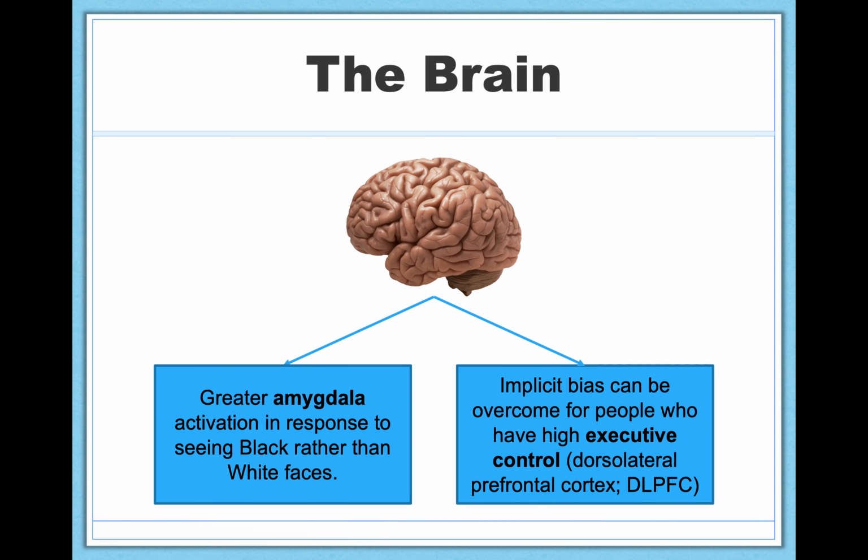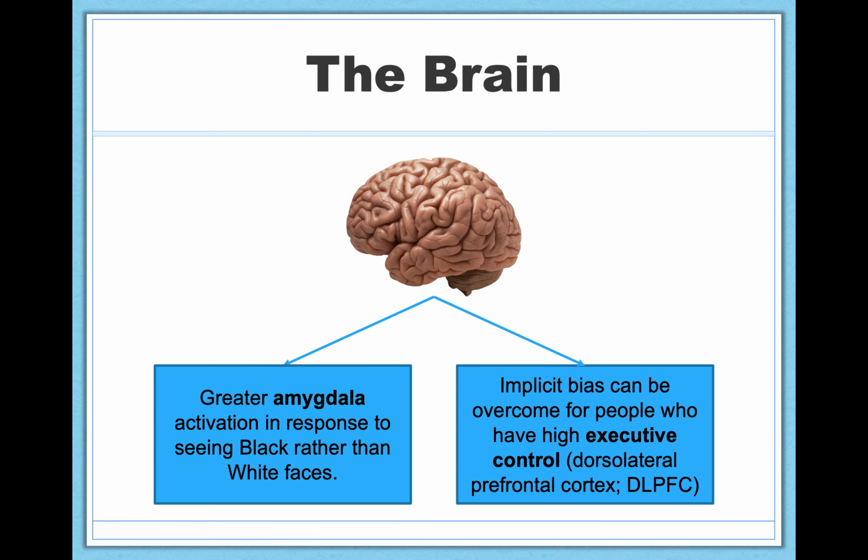Another finding, which is a bit more hopeful, is that implicit bias, and we'll definitely define that more specifically in a future video, and we'll talk all about that. But these sorts of biases can be overcome for people who have high executive control, which is a term that refers to your ability to plan, to think before you speak, and things like that, goal-directed behavior. So you can see hopefully how that would be important for overcoming implicit biases.